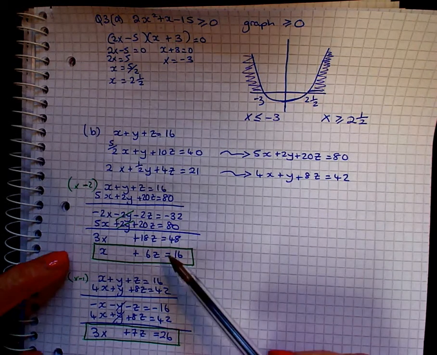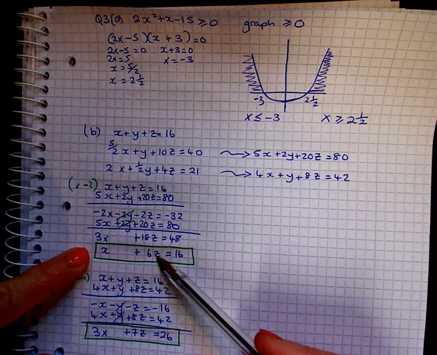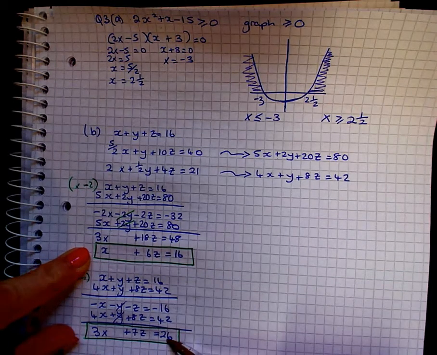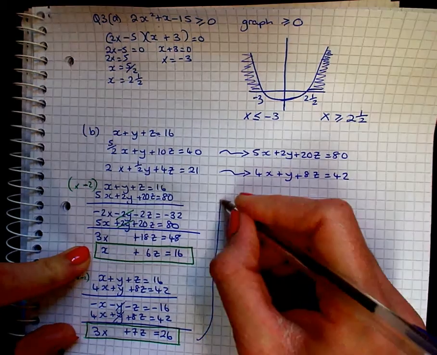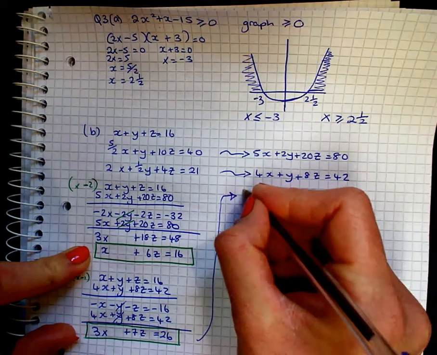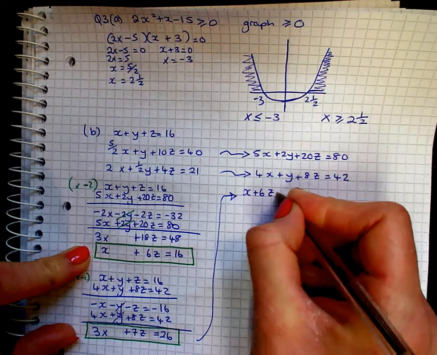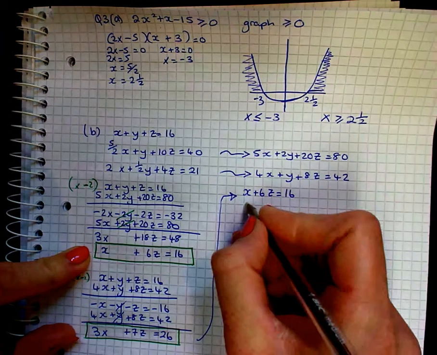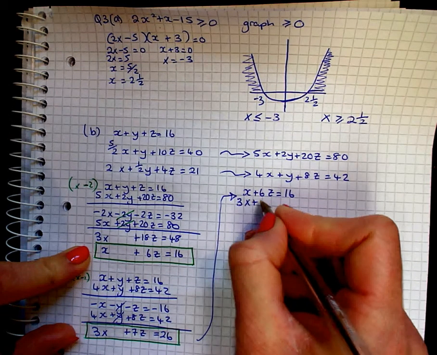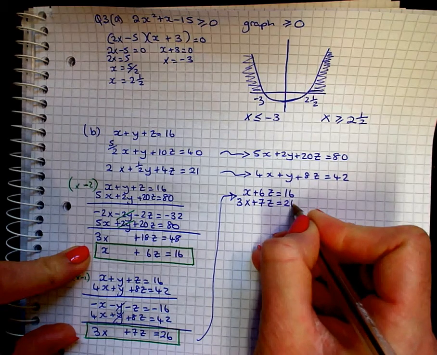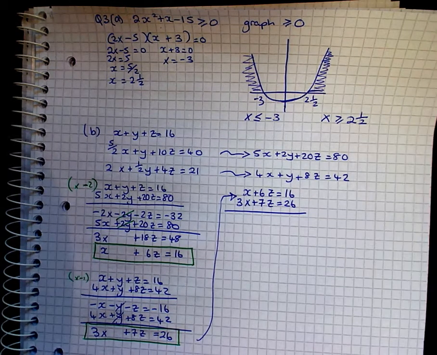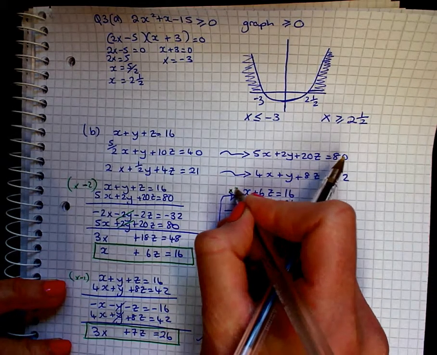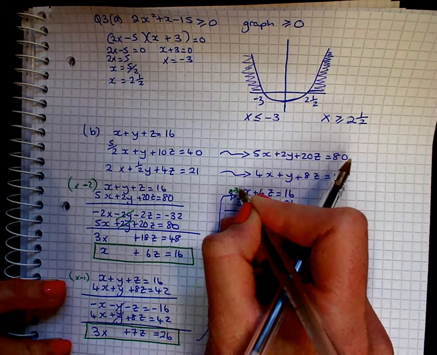So what I'm going to do is I'm going to take the first equation that I found and that last equation that I found. I'm going to solve for x and z first of all. So I'm just going to move up here. So x plus 6z is equal to 16, and 3x plus 7z is equal to 26. Okay, so I'm going to get rid of the x's, so I'm going to multiply this line by minus 3.